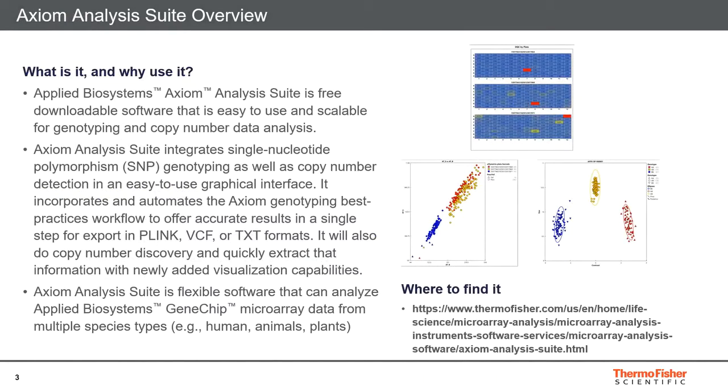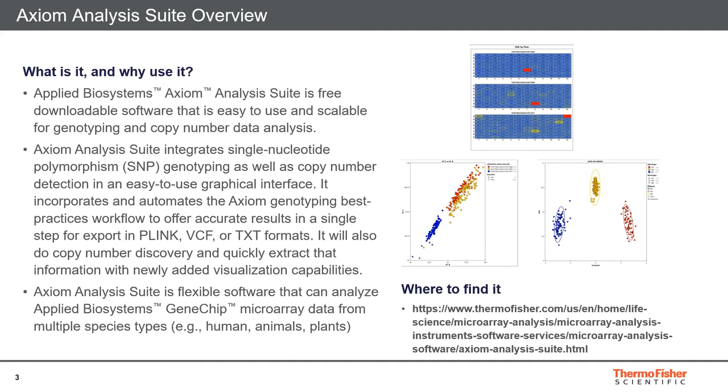Axiom Analysis Suite is a free software that you can download directly from our website. Axiom Analysis Suite has the capability to run not only genotyping, but copy number as well. Although this demo will focus solely on the genotyping aspect, there is another webinar that will focus on the copy number function. Axiom Analysis Suite is not only easy to use, but it has a superior graphical interface and multiple exporting options for almost any need.